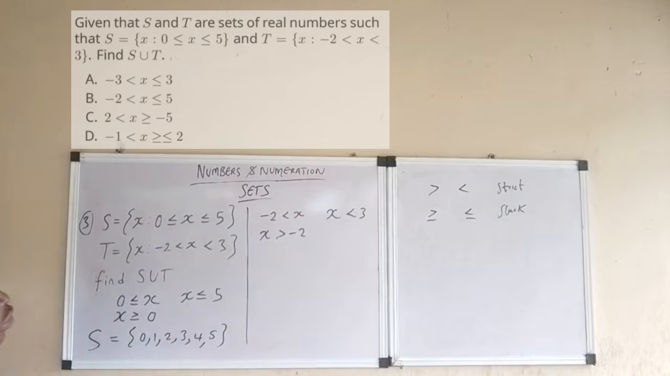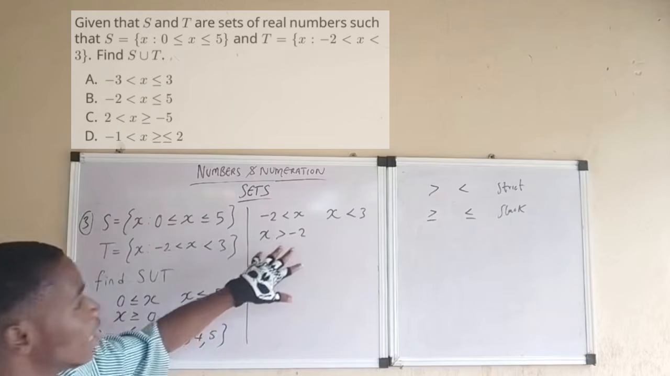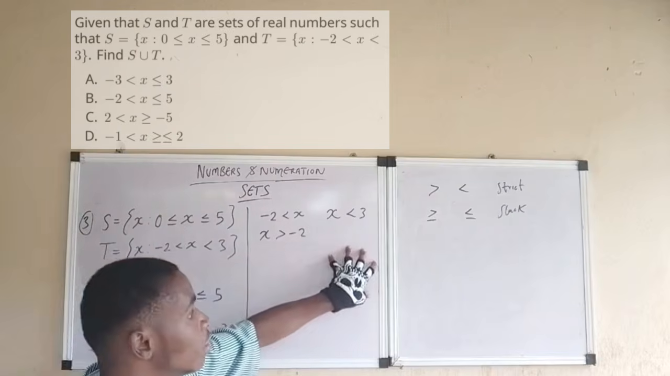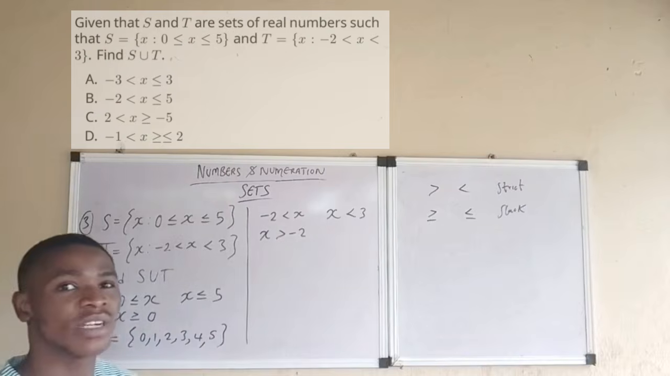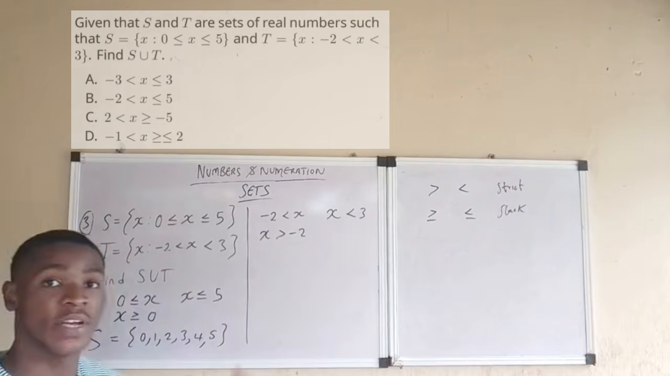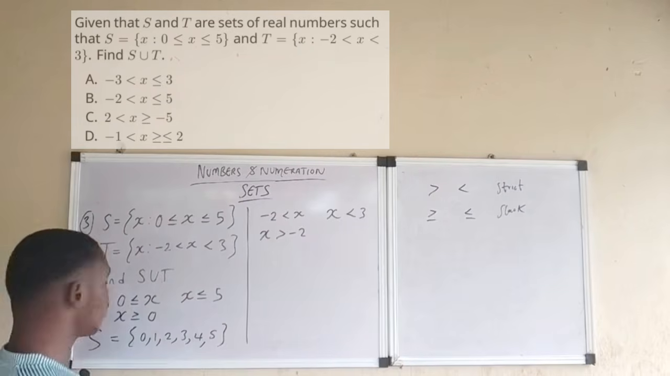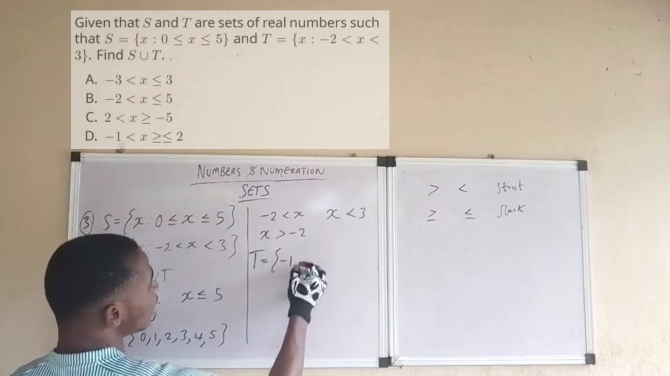Now, the range of values of x for set t, all right, the elements that set t should contain, are values of x that are greater than minus 2, but less than 3. So meaning you are going to start the range from a value that is greater than minus 2. And the first value that is greater than minus 2 is minus 1. That's the first value that is greater than minus 2. So we have that set t is going to contain elements starting from what? Minus 1. Then you continue.